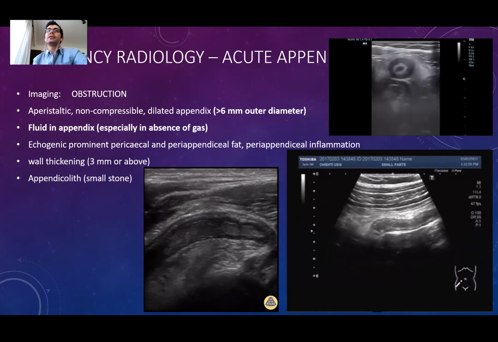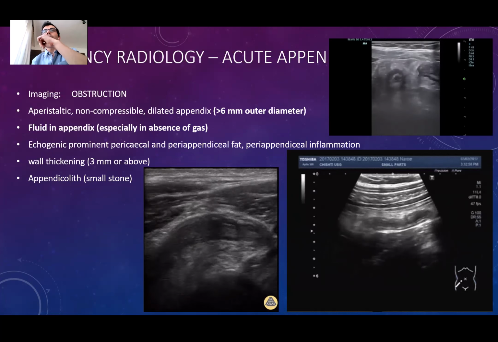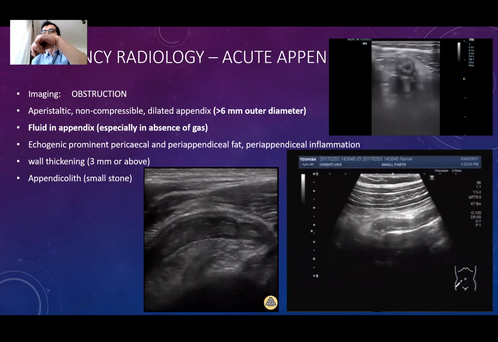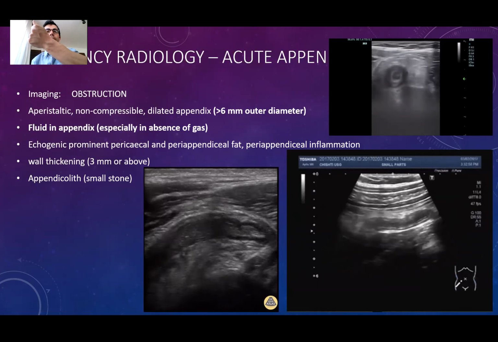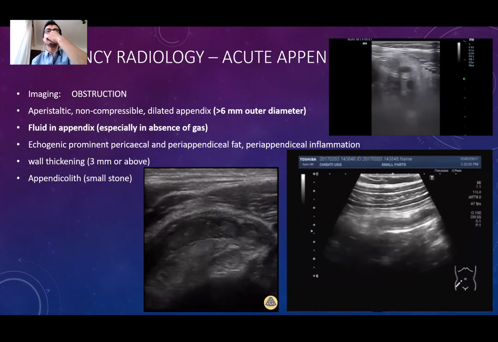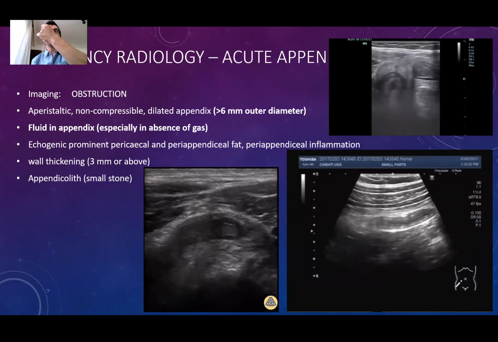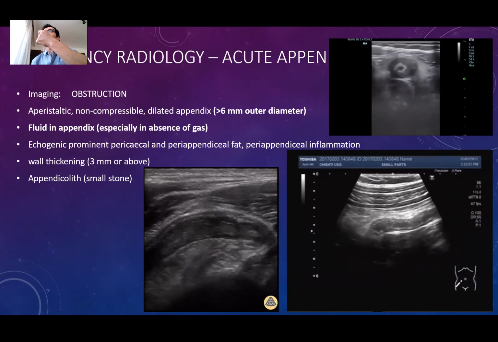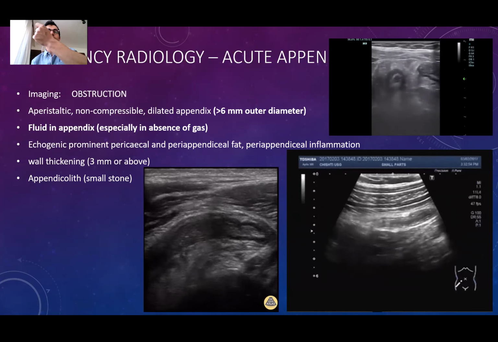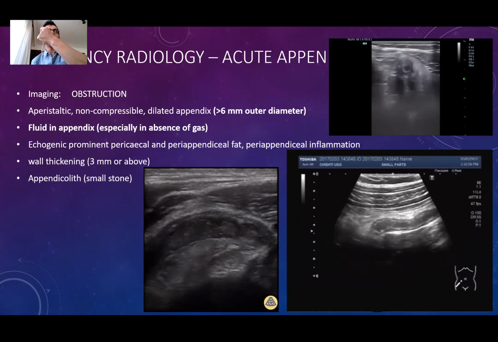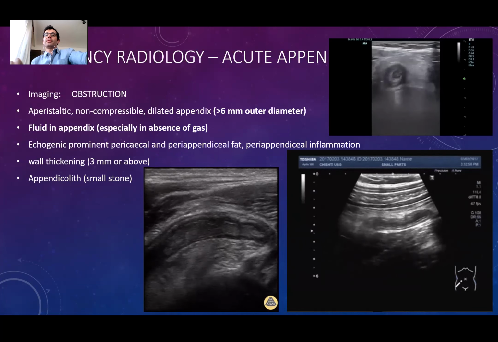Appendicoliths, these are very small stones. They are usually formed by fecal remnants. It's thought to be like that. They are usually the ones which are obstructing the appendix. So when you're seeing an appendicolith in a patient, it's usually helping us in diagnosing. Okay.